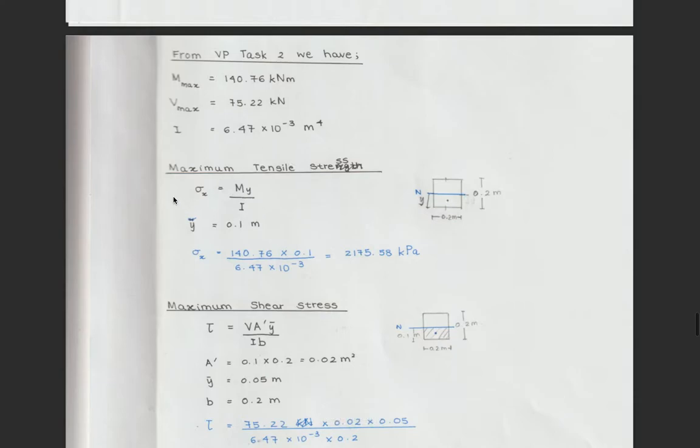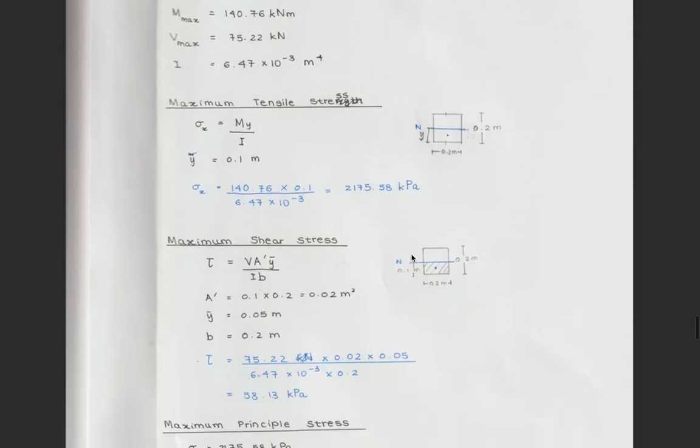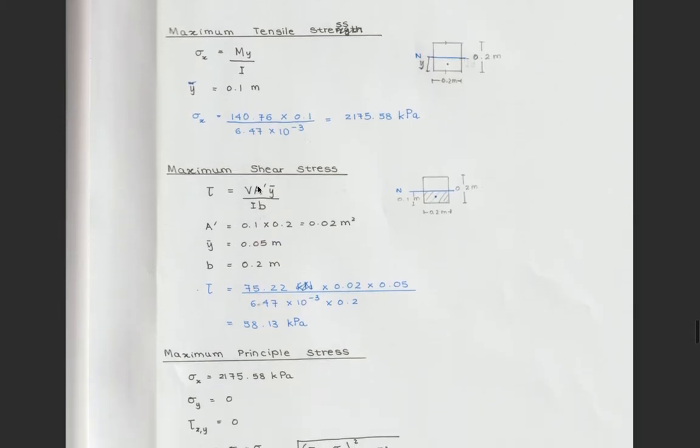Then I've got my formula for maximum tensile stress. So we've already got what M is, we've got I, and as for the Y, that is the distance between the neutral axis and the bottom of the beam, which is where the tensile stress is the highest, and that distance works out to be 0.1 meter. So we sub in the values and we get the maximum tensile stress to be 2175.58 kilopascals.